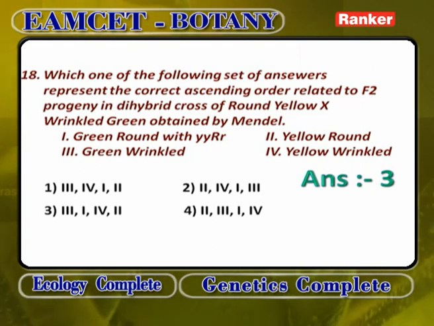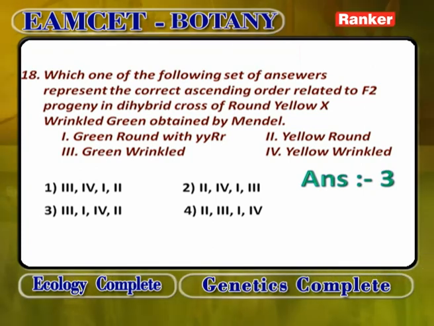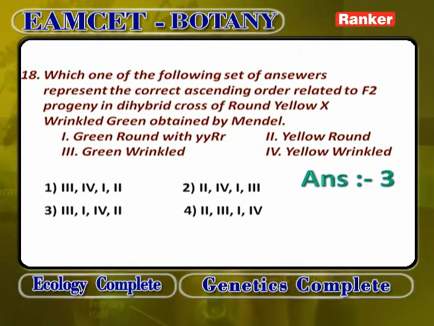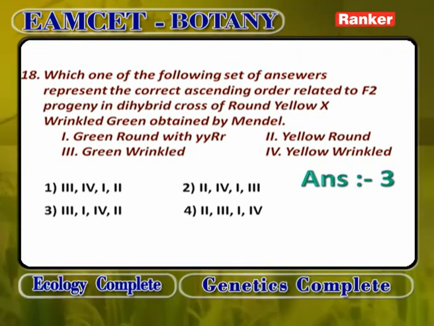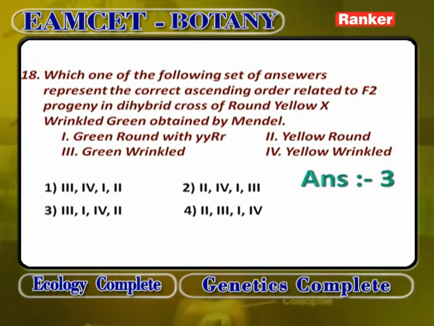I will repeat this question. Which one of the following set of answers represent the correct ascending order related to F2 progeny in dihybrid cross? 9:3:3:1 progeny in dihybrid cross of round yellow and green wrinkled obtained by Mendel. Less is green wrinkled, 3, because only 1. Next is green round with capital Y, small y, capital R, small r, will be less. Only 2 will be there. Then 4. Yellow wrinkled are 3 around. So 1, 2, 3, 9 is the answer. So answer is 3, 1, 4, 2. Third option.